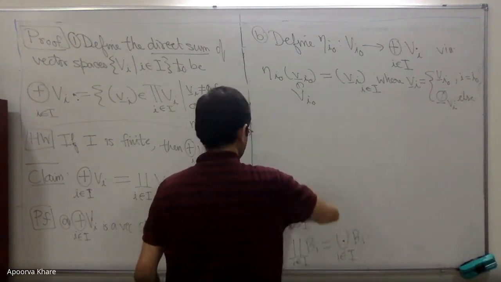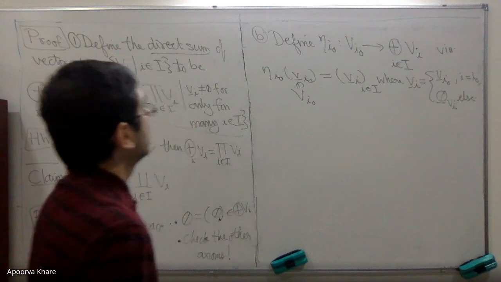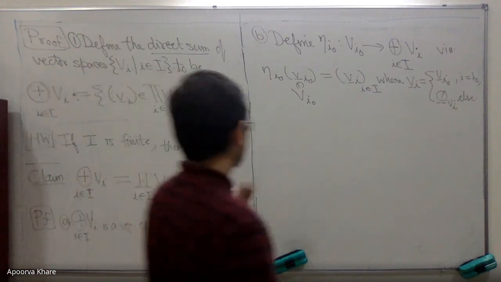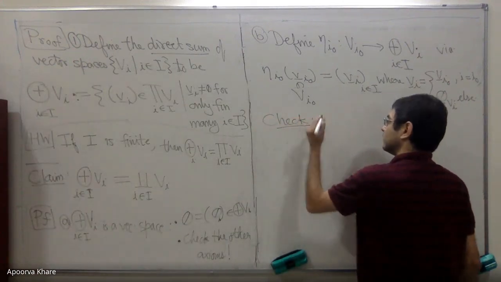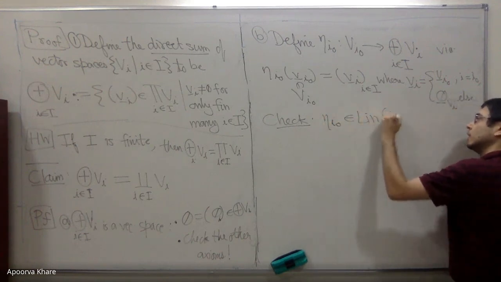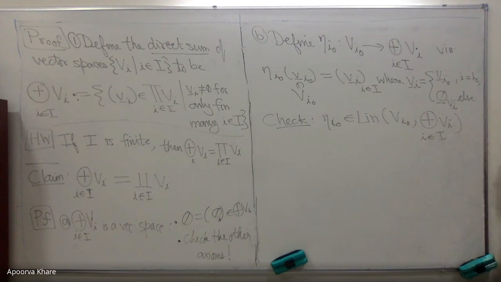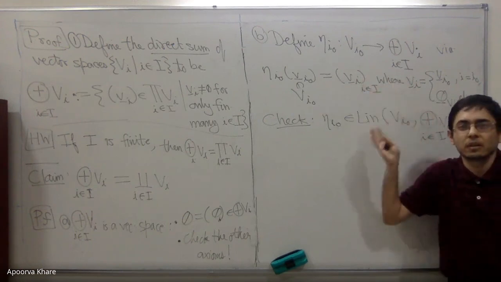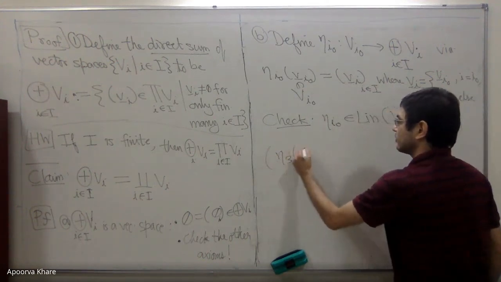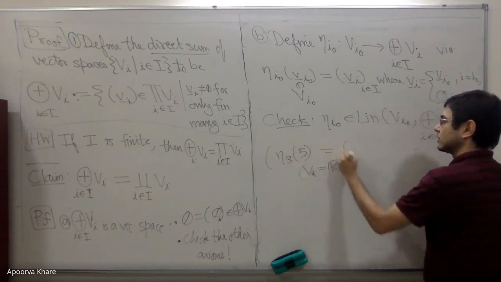Okay, great. Define eta_{i0} of v_{i0} to be this. The claim is this is linear. Check. I won't even check it, this is really week 2 stuff. So check that eta_{i0} is a vector space map. It's very trivial to check. It's literally the same vector space sitting in one coordinate and everywhere else is 0. So for example, eta_3 of, let's say 5, where all the V_i are equal to R, is literally 5 in the third position.